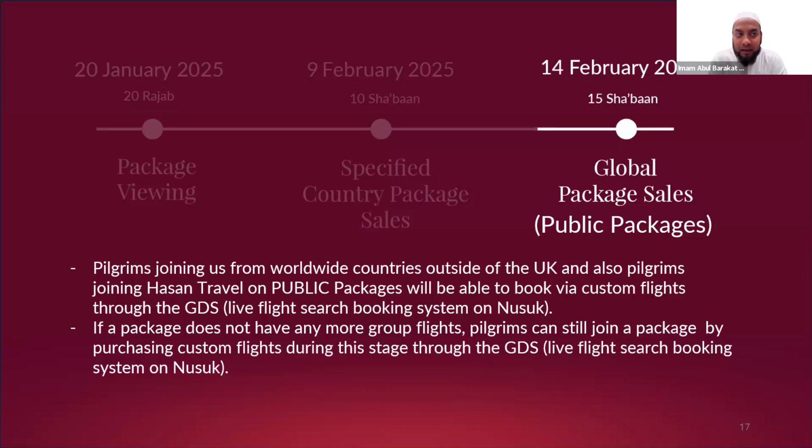And many quotas which do not get filled across the world will then be pushed to the GDS. So imagine there are many countries where there aren't that many pilgrims wanting to go, but they have a quota. That quota, when it becomes unused, will be from that phase two or phase three, some people call it, but the point is in the global package sales.